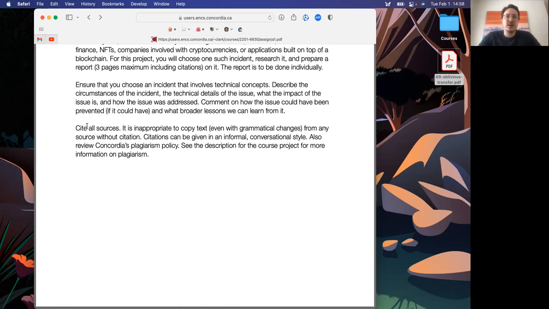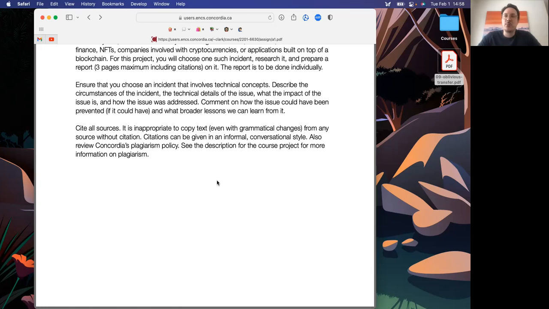Okay, cite everything that you use. Remember, you can't copy text even if you change the grammar. So you have to say it in your own words. You can take the idea from somewhere and then cite it as, I got the idea for this from this source, and then tell me in your own words what that idea is, okay?